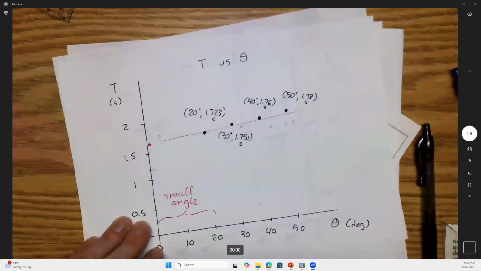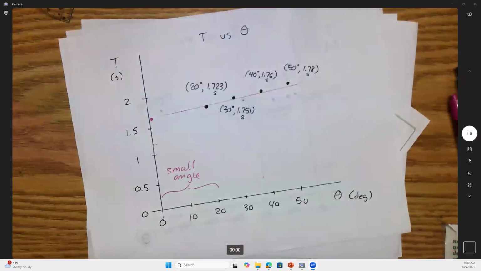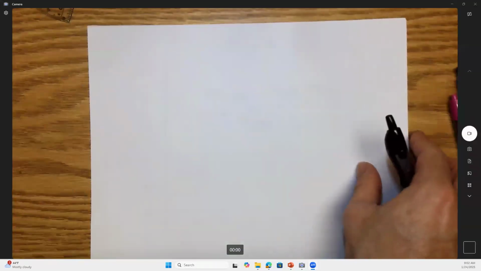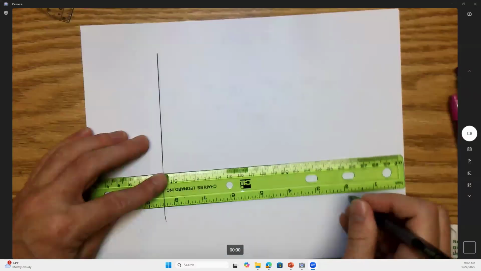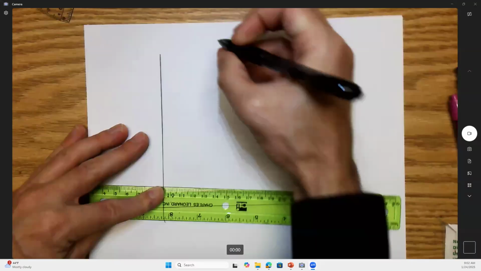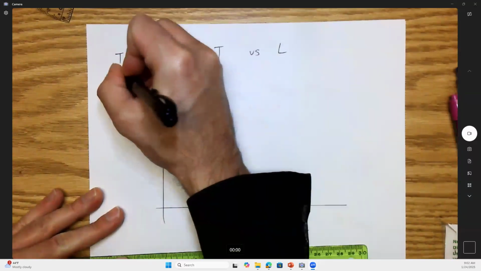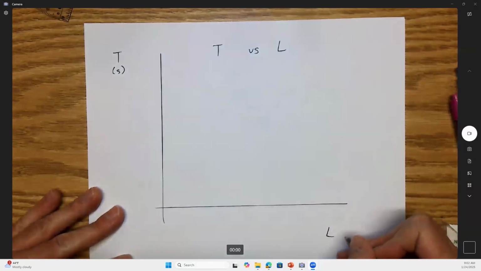Okay. All right, so we've got to chase down one last relationship. He's got data for time versus length. Time versus length. Okay. All right, Asher. Okay. So we've got some axes going. We're on time period versus length. Time period in seconds. Asher, what was your longest length? 69 centimeters. So we'll do length in centimeters.